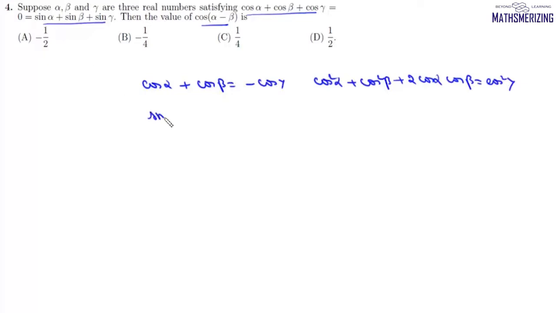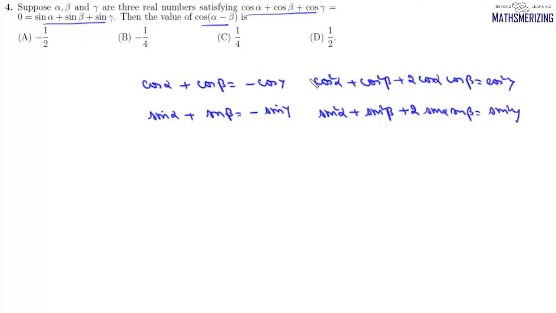In the same way, from the second expression, we can write sin alpha plus sin beta will be minus sin gamma, and if we square it again, we'll write sin square alpha plus sin square beta plus 2 sin alpha sin beta, and it will be equal to sin square gamma. Now we'll add these two equations. Now cos square alpha plus sin square alpha will be 1. So 1 plus 1 plus 2. Now this is cos A cos B plus sin A sin B. So it will be cos of A minus B, which is cos of alpha minus beta, and it will be equal to 1.